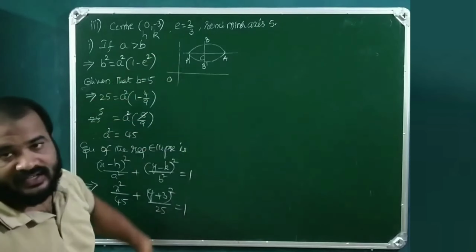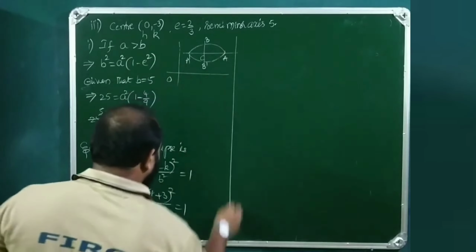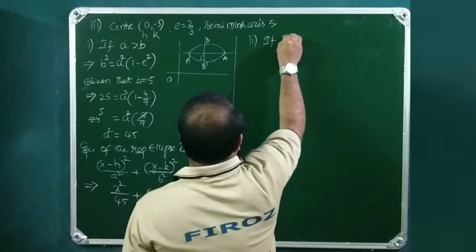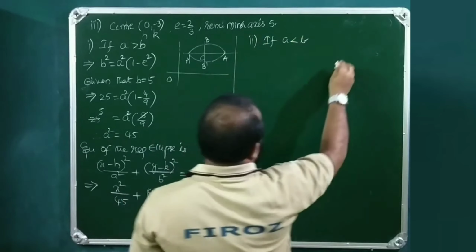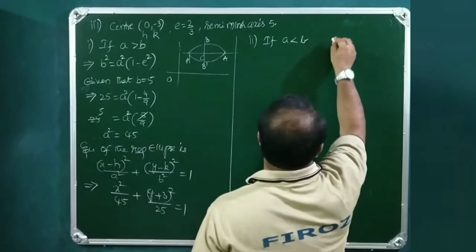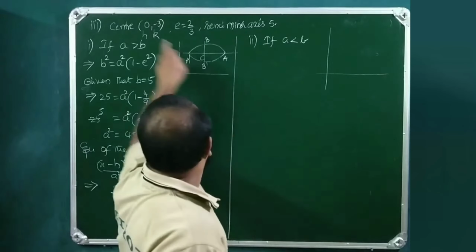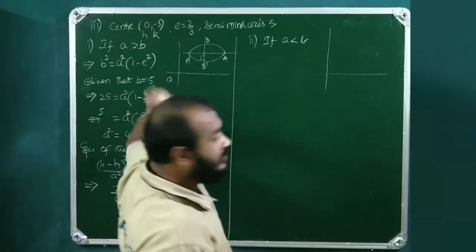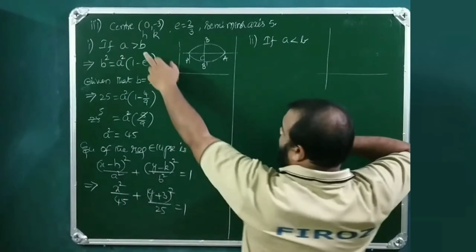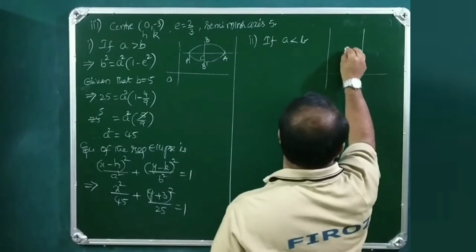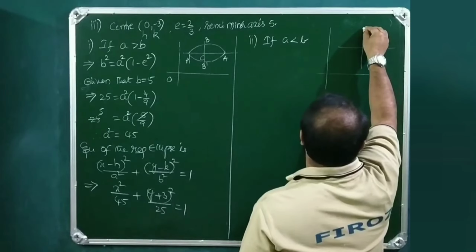So this is one case. Otherwise, if A is less than B, then the ellipse is of this form. Since the center is other than the origin, shifting of origin has happened here, and A less than B means this is the vertical ellipse like this.